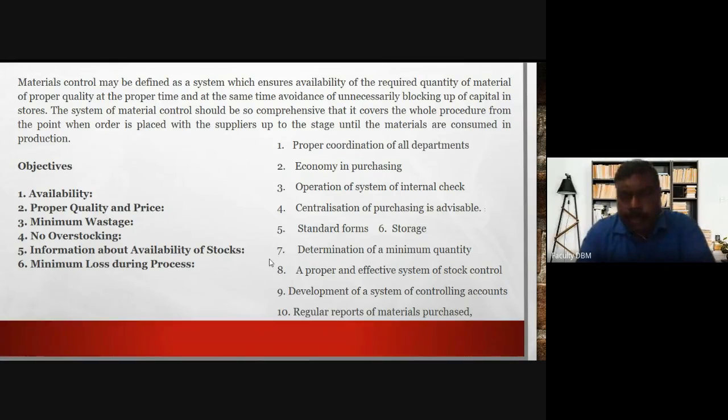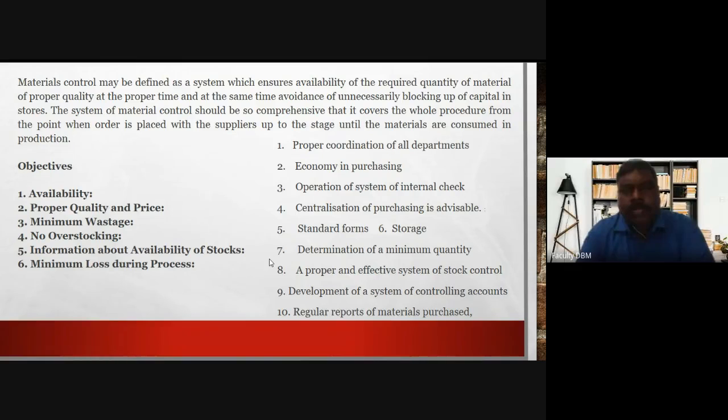So we have some important things in this particular material control. The one is the proper coordination of all the departments. So this material controlling and stores management should have the connection with all the line departments like marketing, finance, HR, and R&D, and we have production unit, purchasing department.